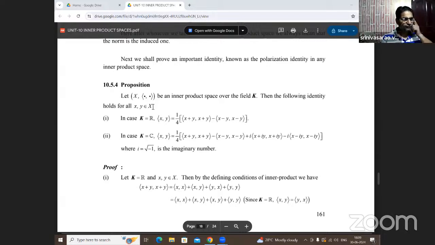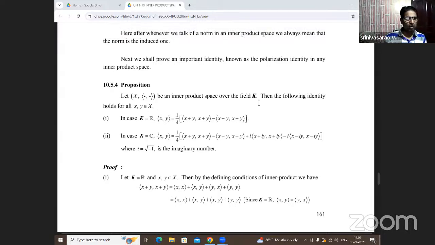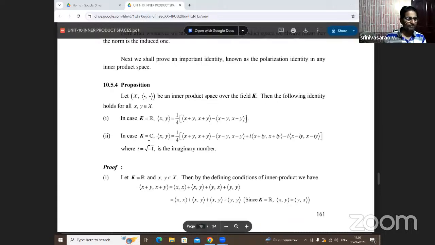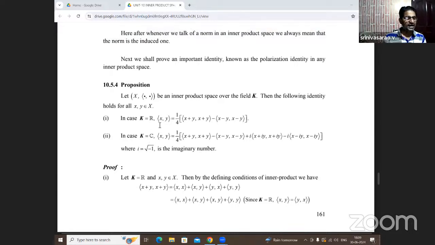So, 10.5.4: the inner product over the field of real numbers. Here K is either the real numbers or the complex numbers, so there are two cases. The inner product of x and y equals 1 by 4 of the inner product of x plus y and x plus y, minus the inner product of x minus y and x minus y. Now these two identities are verified here.